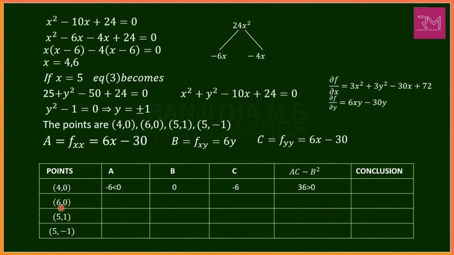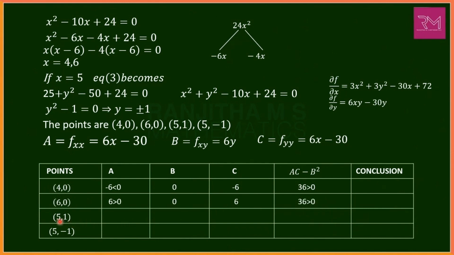In a similar way, we substitute x as 6 and y as 0. We get A value as 6 into 6 is 36 minus 30 is plus 6, which is greater than 0. Here B value becomes 6 into y, which is 0. C is, let's substitute x as 6, hence we get 36 minus 30 is plus 6, which is greater than 0. Similarly, AC minus B square is 6 into 6 is 36 minus B square, which is 0. Hence we get 36, which is greater than 0.